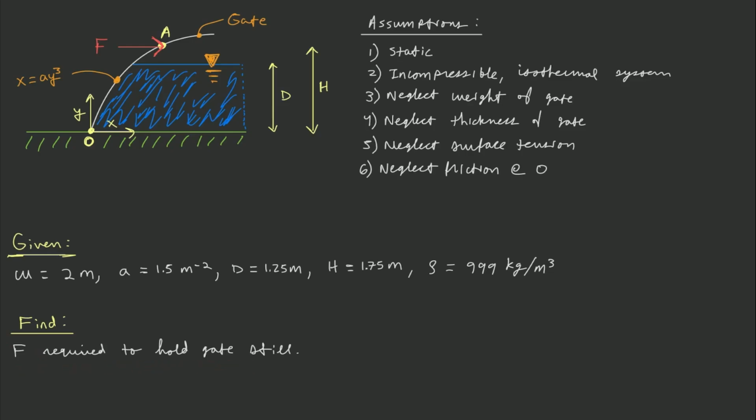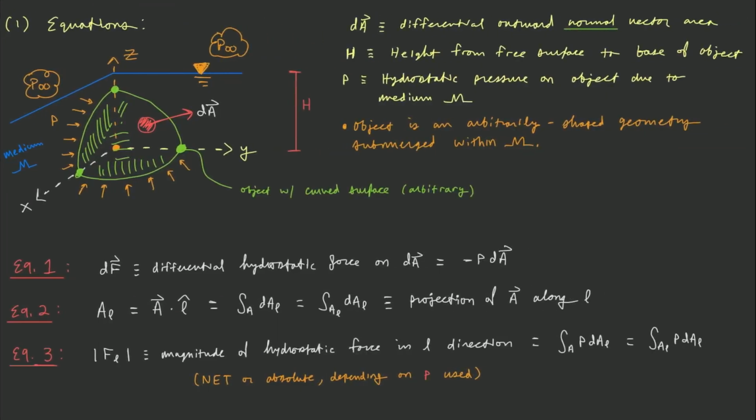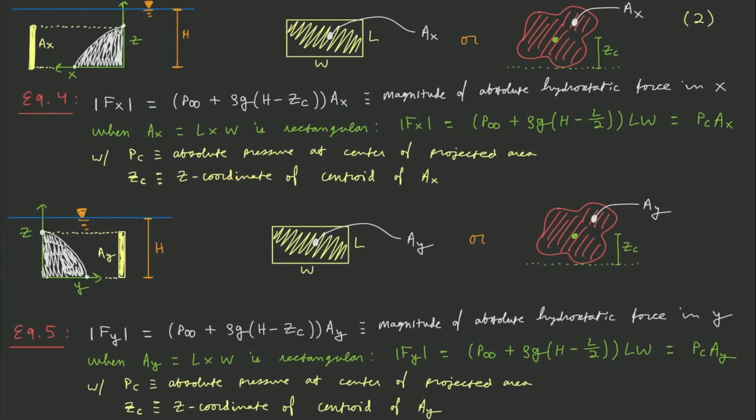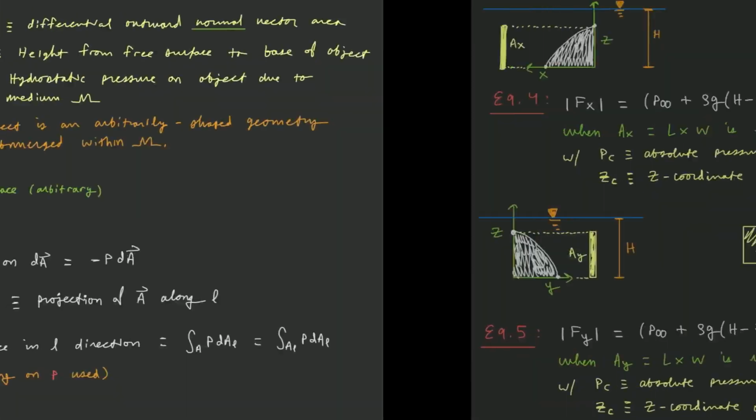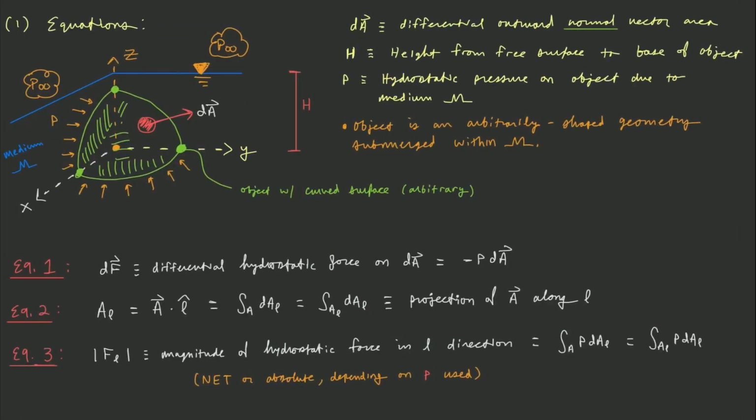So let's begin by looking at the equations necessary to describe the forces on a curved gate. To begin, we're going to look at an arbitrary curved surface, as we show here, and a bunch of equations that describe the hydrostatic pressure and the hydrostatic forces on that arbitrary curved surface from the medium that surrounds it. We're not going to go over the derivation of all of these equations. We're just going to list them here for reference, and we'll learn how to use them over the course of this example problem.